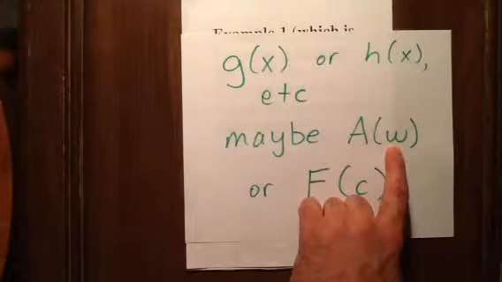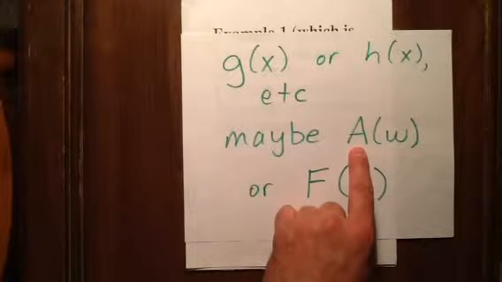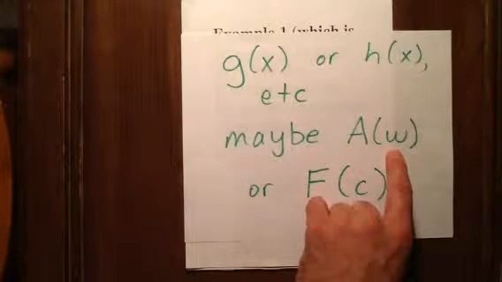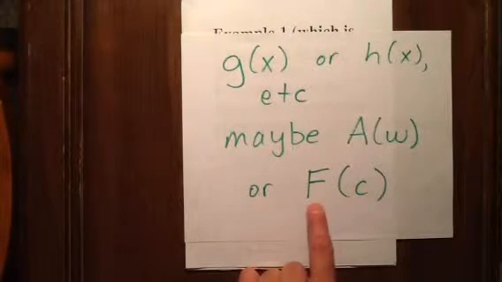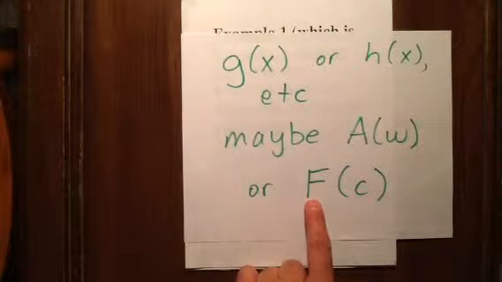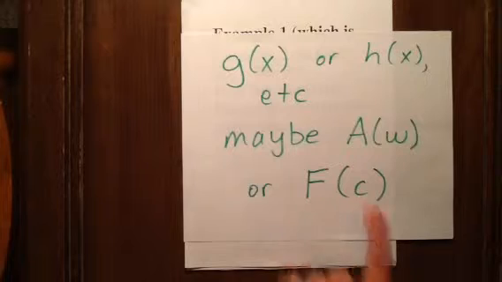Or maybe the independent variable isn't x. Maybe the independent variable is w, and we're talking about the area of a rectangle in terms of the width, expressed as a function of width. So the area expressed as a function of width. Or maybe we're talking about the temperature in Fahrenheit as a function of the temperature in Celsius.